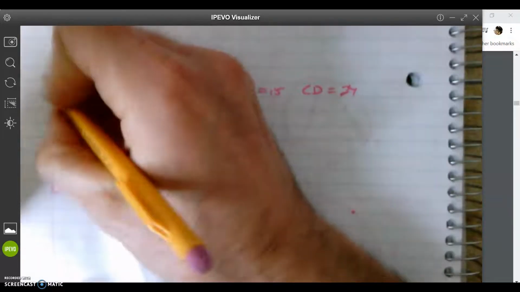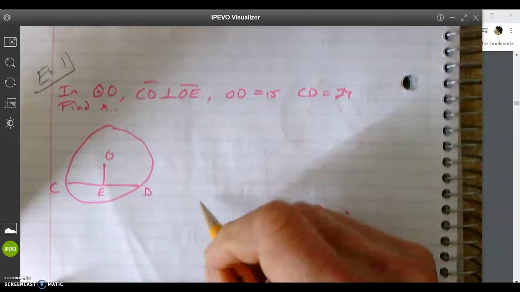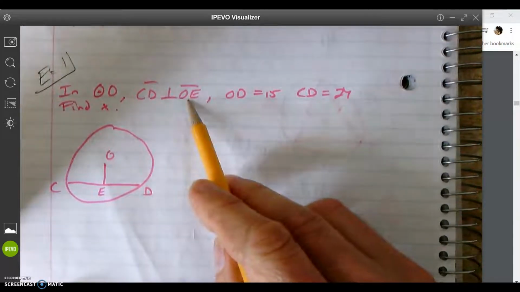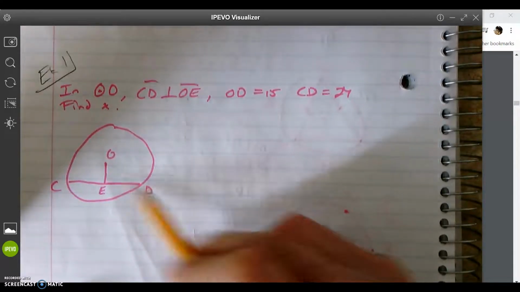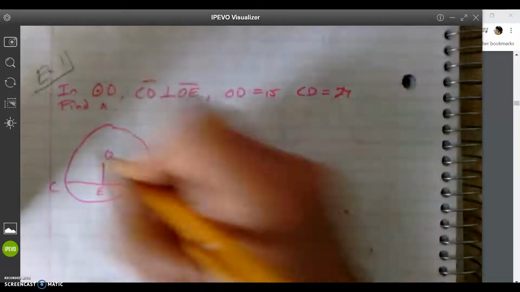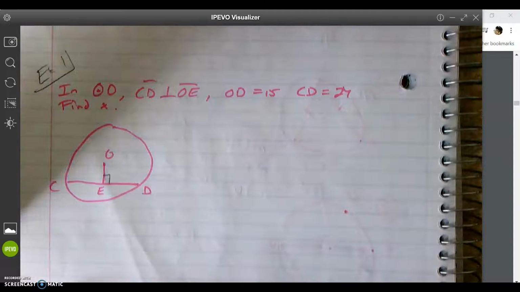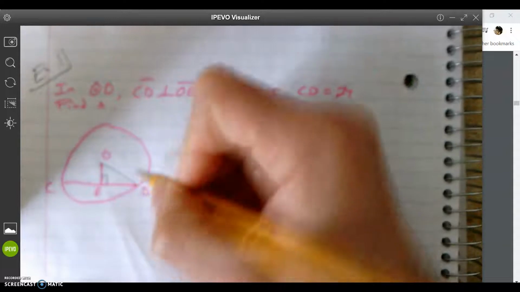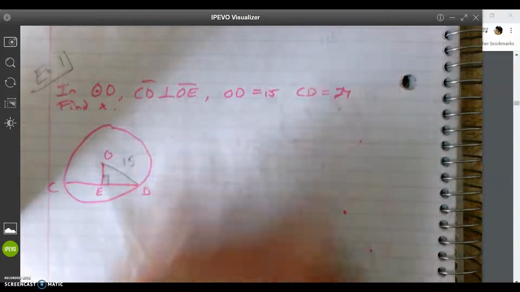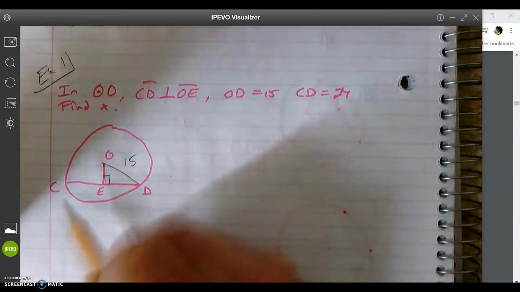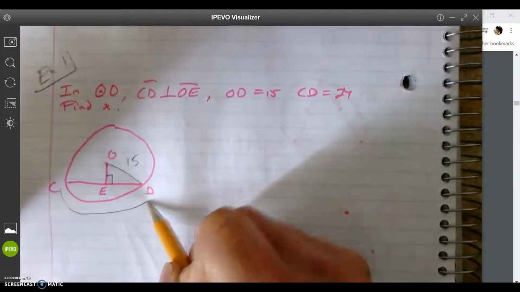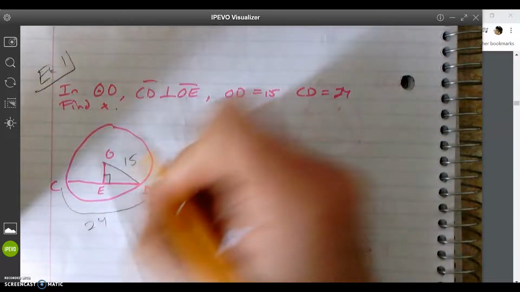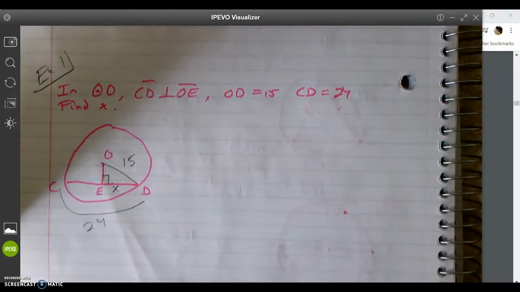Here's example 1. Write that in your notes. Example 1. So if circle O, CD is perpendicular to OE. So CD is my chord, OE is right there. Okay. So this is perpendicular, right angle, like that. OD right here is 15. And CD, the whole thing, CD is 24. Find X, and in this case, X is right there.